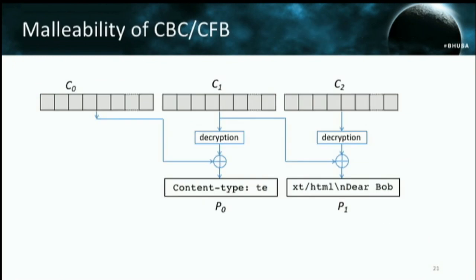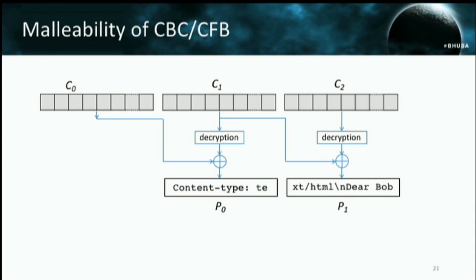We can look at the CBC mode here. This is a CBC mode example. We have C0 here, which is often called the initialization vector. Then we have C1, C2, and so on, containing the real encrypted data. If we now want to decrypt C1, we take C1 and decrypt it with the session key. After we decrypted that with the session key, we take C0, the initialization vector, and XOR it to the result of the decryption to get the plaintext P0.